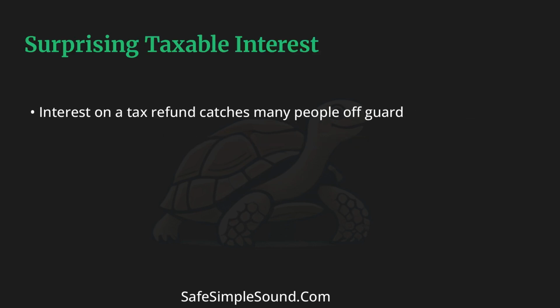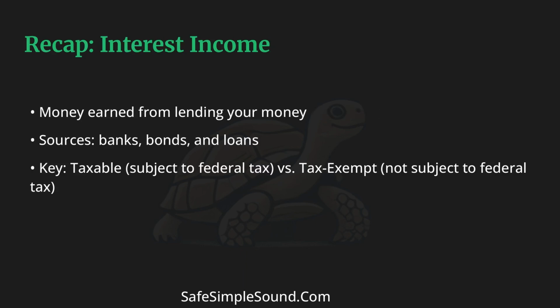And just reflecting back on those examples, what was the most surprising source of taxable interest mentioned? Was it that interest on a tax refund? It catches many people off guard. Okay, so to quickly recap, interest income is money earned from lending your money. It comes from sources like banks, bonds, and loans. The key thing for tax time is knowing whether it's taxable interest, most common, subject to federal tax, or tax-exempt interest, not subject to federal tax.